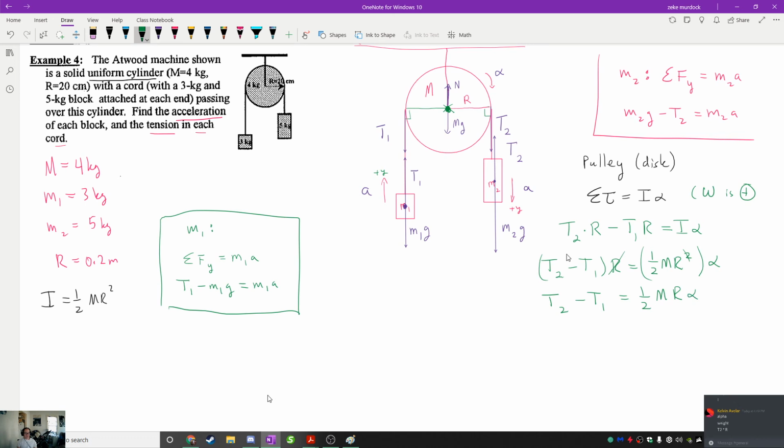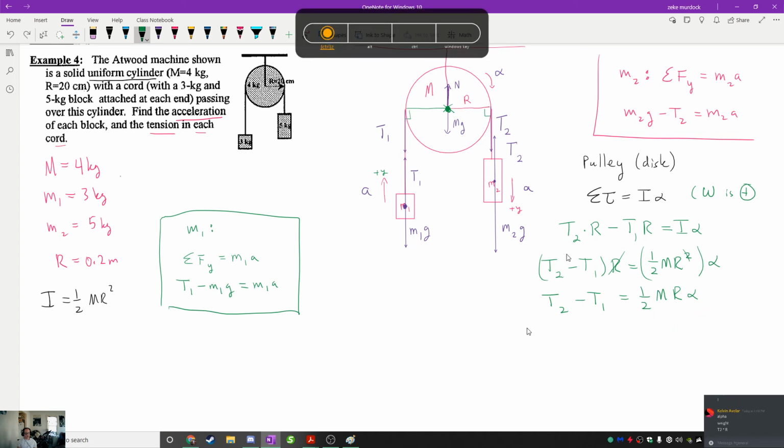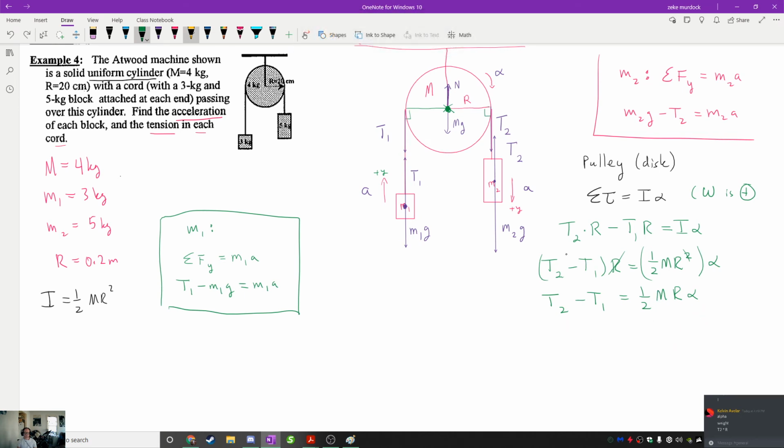Now, once again, we have a new variable. From the first equation, we had two unknowns, T1 and A. M2 added another unknown, which was T2. This equation has added yet another unknown, which is alpha. So, we have three equations, but we have four unknowns. So we need one more equation. What's the other equation going to be?